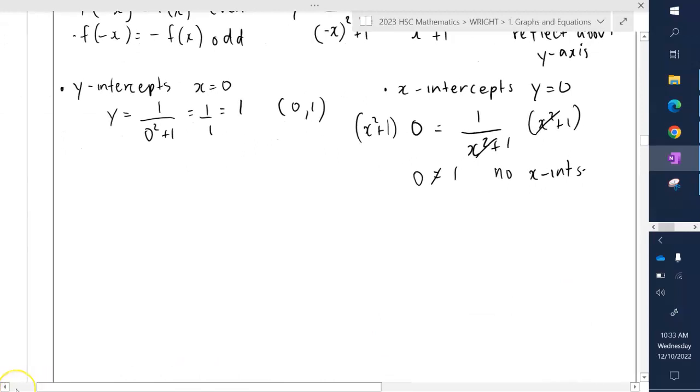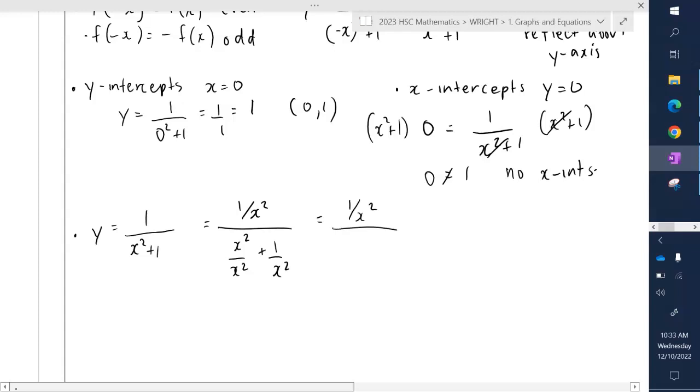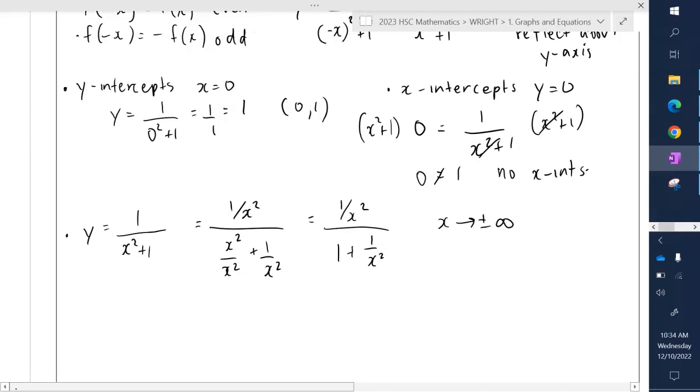In doing our horizontal asymptotes, we're dividing by the biggest power of x on the denominator. The biggest power of x is x squared, so I want to divide everything by x squared. Let's neaten that up a little bit. The 1 on x squared will stay there on the top line. On the bottom line, we're going to go 1 plus 1 on x squared. What we're looking at here is what happens to y as x goes to plus and minus infinity. We can do x going to infinity and x going to minus infinity separately, but in most cases, that's going to give us the same outcome.